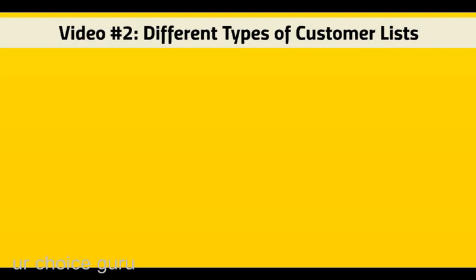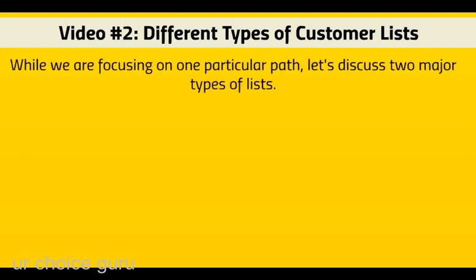Okay, so welcome back. This is video number 2, and we're going to talk about the 2 different types of customer lists. Now, while we're focusing on just one particular path, I really want to talk about 2 major types of lists, because I really want you to get into that mindset of understanding why there are 2 different lists and why we are really focusing on just one particular one. So the 2 major ones are the free list versus the customer list.